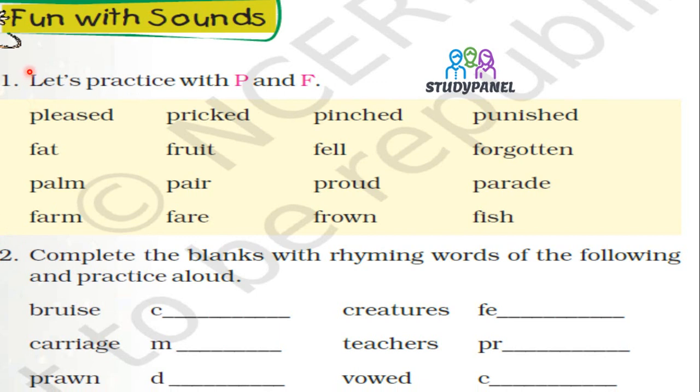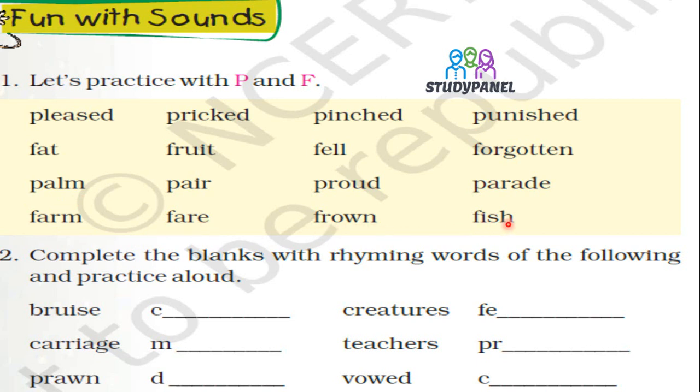Yes. Now come to the fun with sounds. Let's practice with P and F. See the words here with P and F. So we will practice it. You will repeat it after me. Pleased, pricked, pinched, punished, fat, fruit, fell, forgotten, palm, pear, proud, parade, farm, fair, frown, fish.